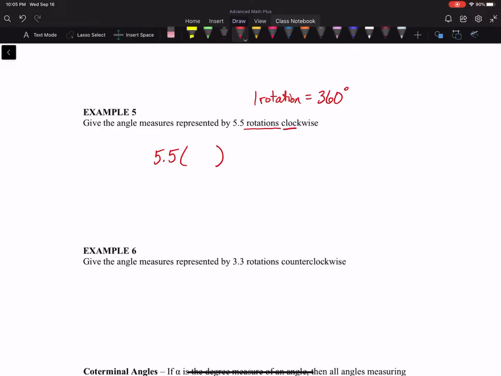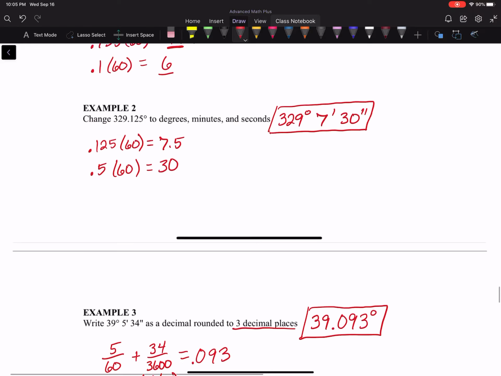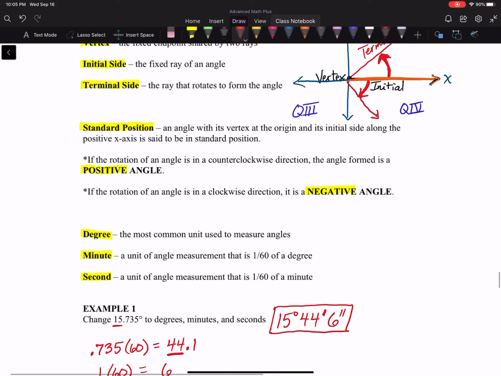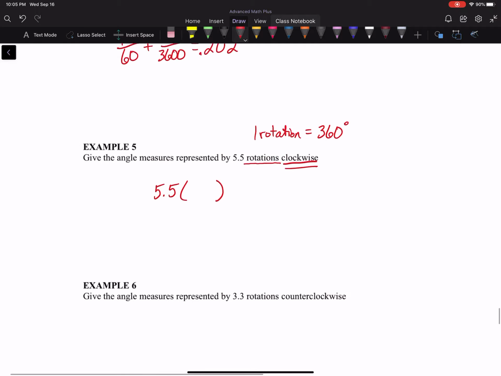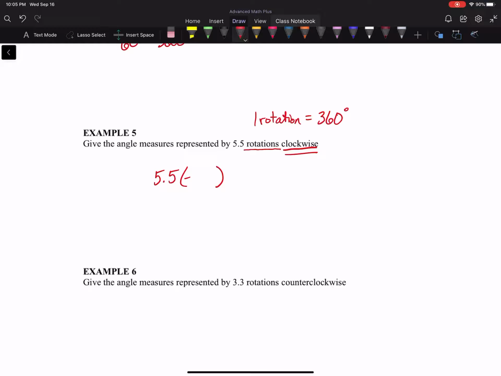However, notice it says clockwise. So remember, back when we started going over our notes, if it goes clockwise direction, it is a negative angle. So we're not going to multiply this by 360, we're going to multiply it by negative 360 degrees. Stick that in your calculator, you get negative 1,980 degrees. All there is to that.